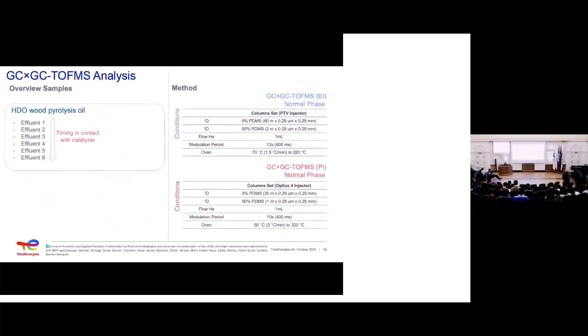So, going to the samples and the method that we used. On the left side, we have the samples. In this project, we analyzed HDO wood pyrolysis oil, 6 effluents. The difference among the effluents was the time that the samples were in contact with the catalyst, effluent 6 being the longest time. Here I am going to speak about effluent 1 and effluent 6. On the right side, we have the conditions used for the method in EI and PI mode and the normal phase setup.